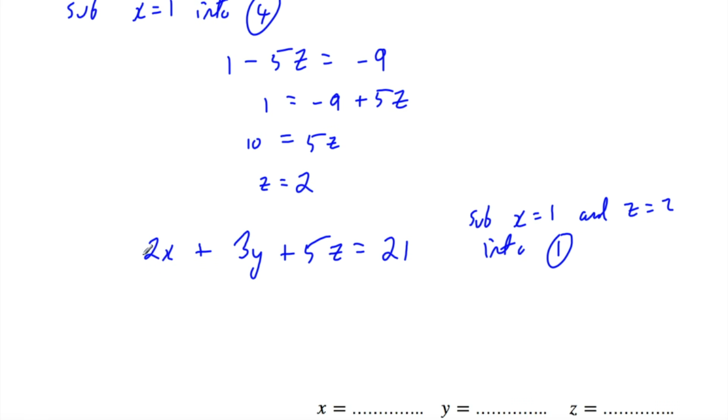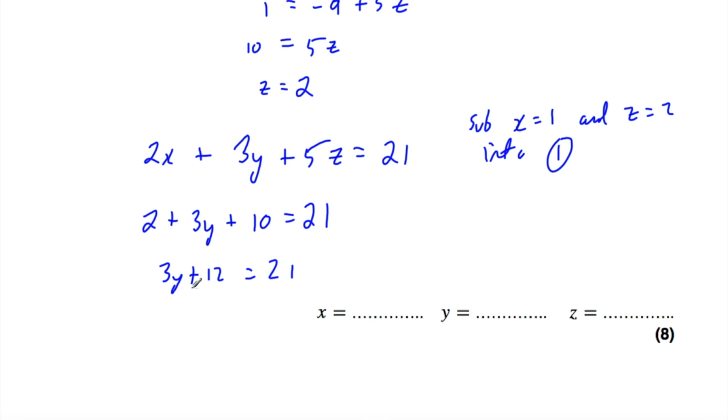So we've got 2x, that's going to be 2 times 1, that's equal to 2, plus 3y, that's still 3y, plus 5z, and that's 5 times 2, which is equal to 10, and that's equal to 21. Okay, 2 plus 10 is equal to 12, so here we've got 3y plus 12 equals 21. Then if we take away 12 from both sides of that equation, we get that 3y equals 9. And then if we divide both sides by 3, we get that y is equal to 3.